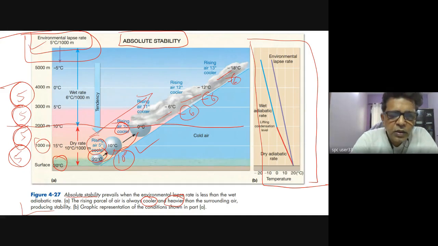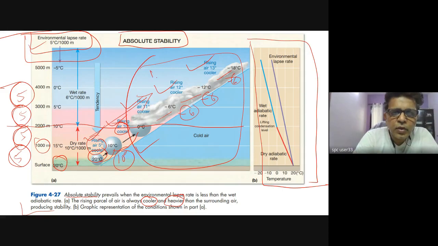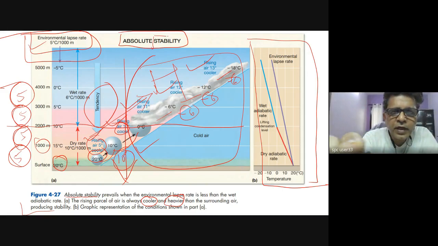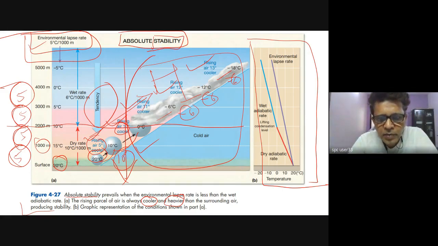So continuously, what happens is, see, rising air is 5 degrees cooler, 10 degrees cooler, 11 degrees cooler, 12 degrees cooler, 13 degrees cooler. So this is continuously going to be heavier, and because this is heavier, there is going to be a tendency to come down. And because it is going to have a tendency to come down, this is called as stability.